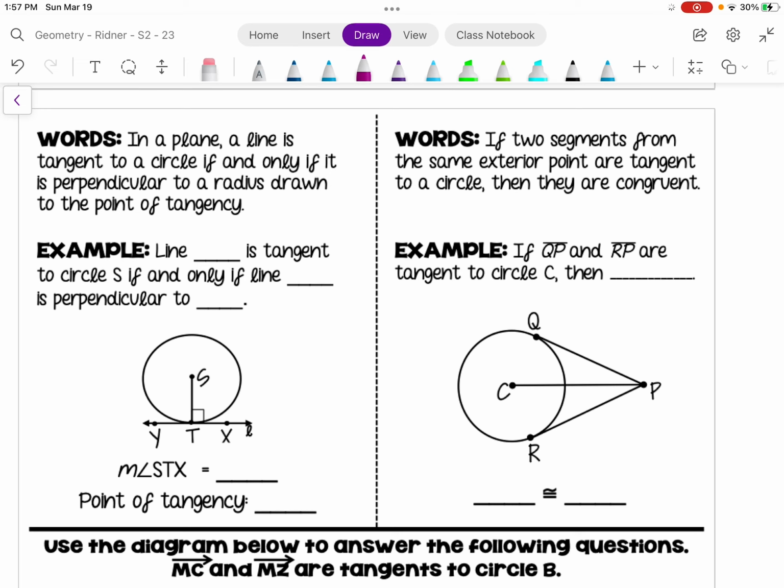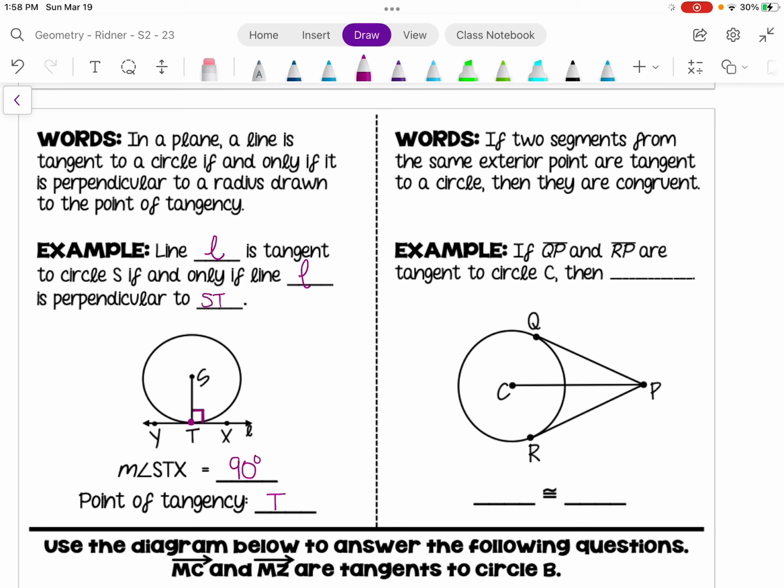In this example, we have line L, so it's a cursive L, is tangent to circle S if and only if line L is perpendicular to ST. So in this case, it does show that it's perpendicular. That means it's 90 degrees, in case you forgot what perpendicular is. What is the point of tangency? That means where's the point that is just barely touching the circle and then scooting off? That happens at T.